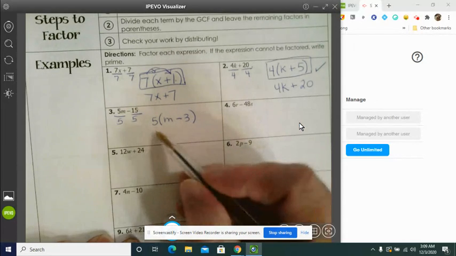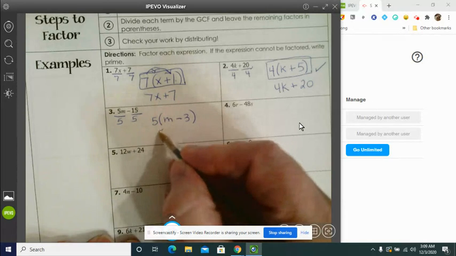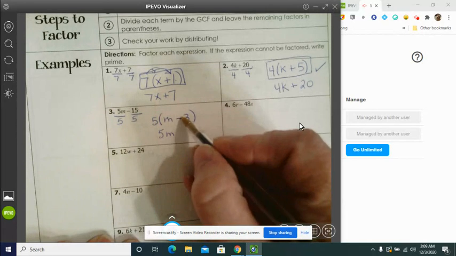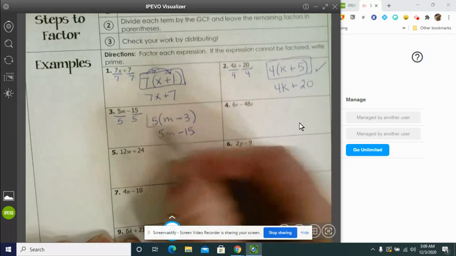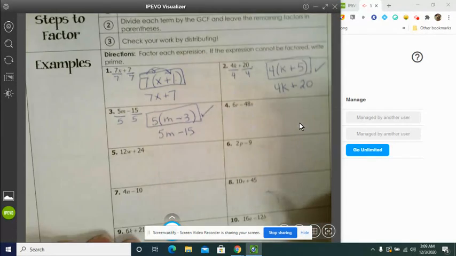So if I did that correctly, 5 times m is 5m. 5 times negative 3 is negative 15. That is what I got. So that answer checks.